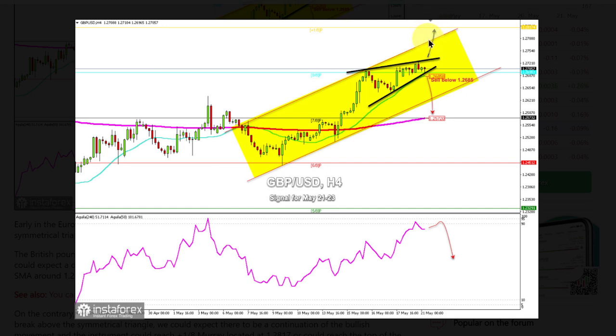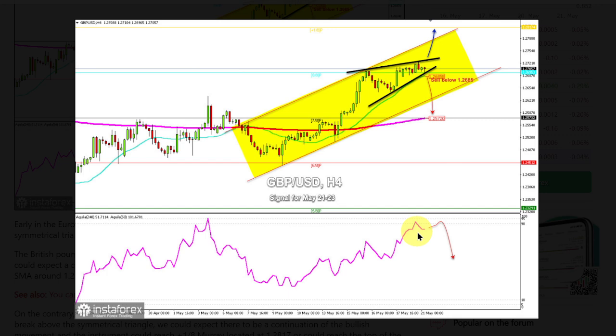The British pound has been consolidating at about 1.2700 since May 15. Above this area, the outlook could be positive. Below this zone, we could expect a technical correction, as the Eagle indicator is generating an overbought signal.